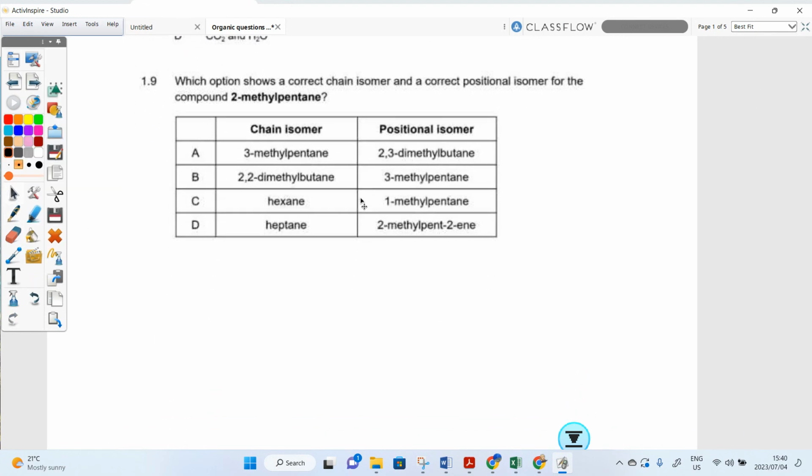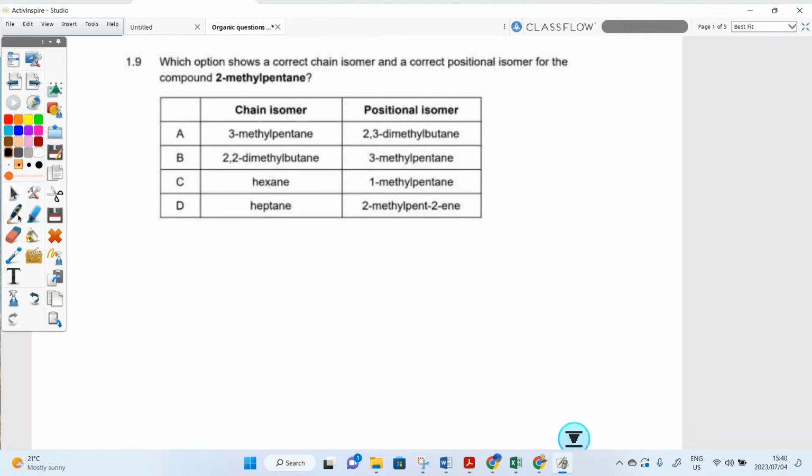All right, let's now look. Now, they're talking about an isomer. What is an isomer? Remember, that's one of the definitions you definitely have to know. It has the same molecular formula. Yes, it's not the word structure, it's the same molecular formula.